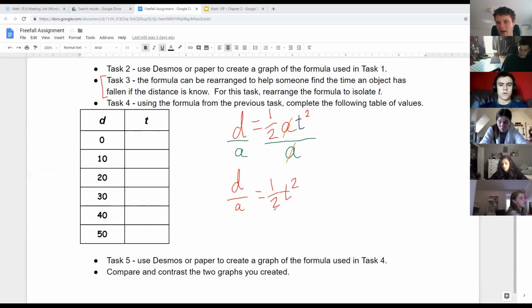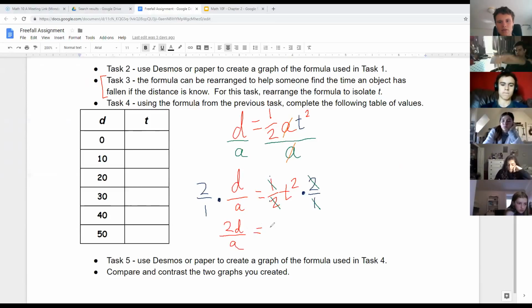Next, I want to tackle this 1/2. We've got 1/2 times T squared. We could divide by 1/2, but it looks messy. So I want to invite you to think about how, if we have a fraction here, we can multiply by the opposite fraction. For example, we can multiply by 2 over 1. Really, that's just 2, but let's see what happens. If we multiply by 2 over 1, this 2 cancels with that 2, and this 1 cancels with that 1. But of course, if I do that to the right side, I have to do that to the left side as well. That leaves us with 2d over a equals t squared.